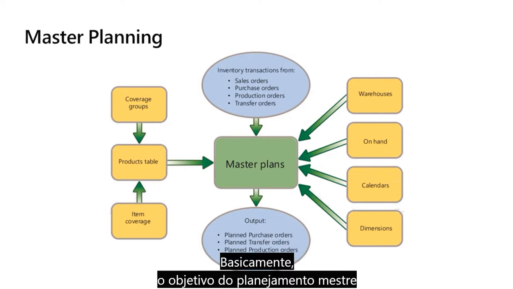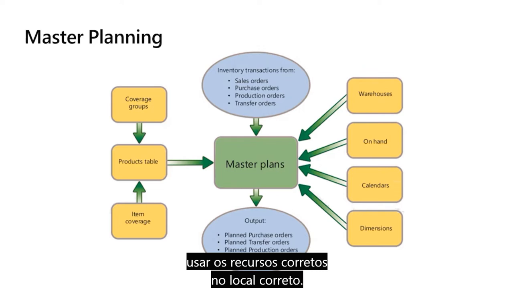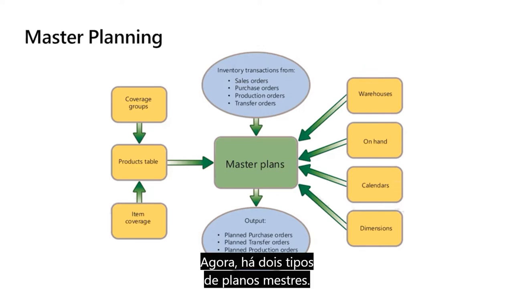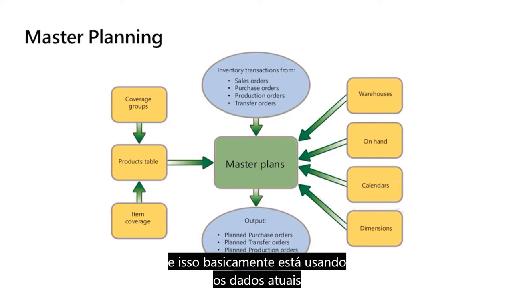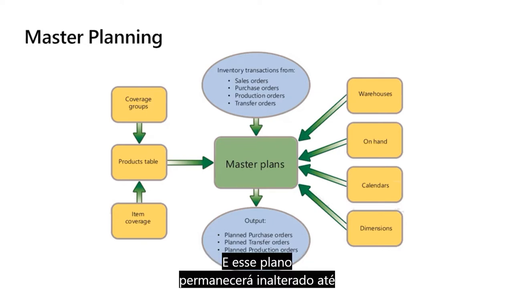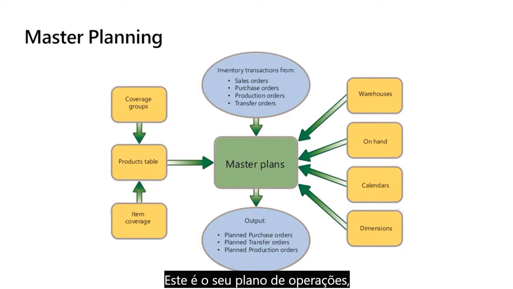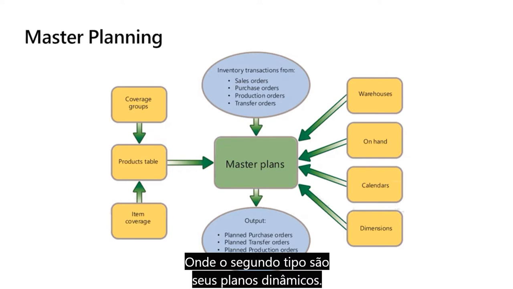Basically, the purpose of master planning is to help calculate how you can purchase the correct materials at the correct time and use the correct resources in the correct place. Now, there's two types of master plans. One is static plans, which basically use the current data to generate a net requirements plan. This plan is going to remain unchanged until the next time you do master planning. This is your operations plan, and this is what you use to base your decisions on to do your daily tasks. The second type is your dynamic plans.